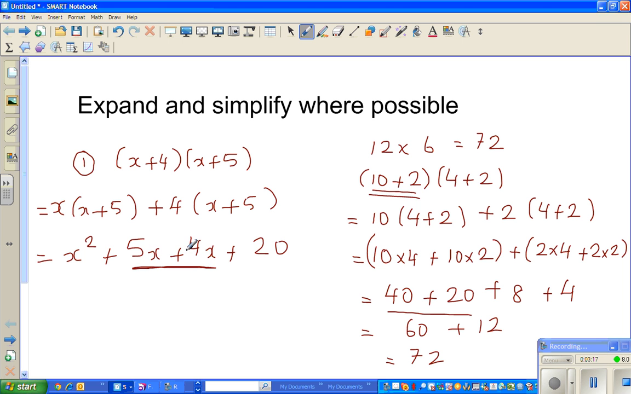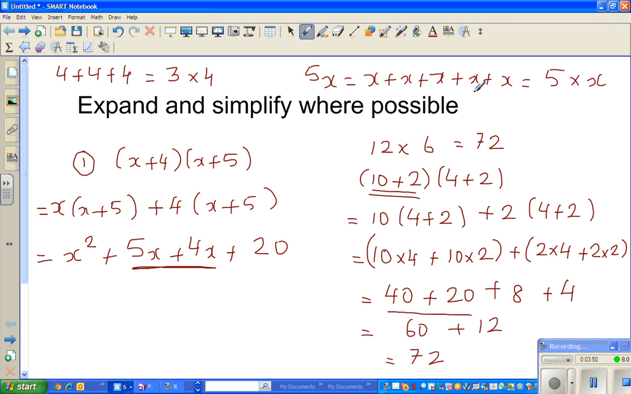So when you're looking at 5x and 4x, this is 5 lots of x. 5x, for those who don't understand 5x, means x plus x plus x plus x plus x, which is 5 times x. Or suppose if you have, say, 4 plus 4 plus 4, can we write it as 3 times 4? So x plus x plus x, 5 times, is the same as 5 times x, and 5 times x is 5x. Does it make sense? So this is 5 lots of x, and this is 4 lots of x. That's 9 lots of x plus 20. And you can't add them, and this is your final answer.